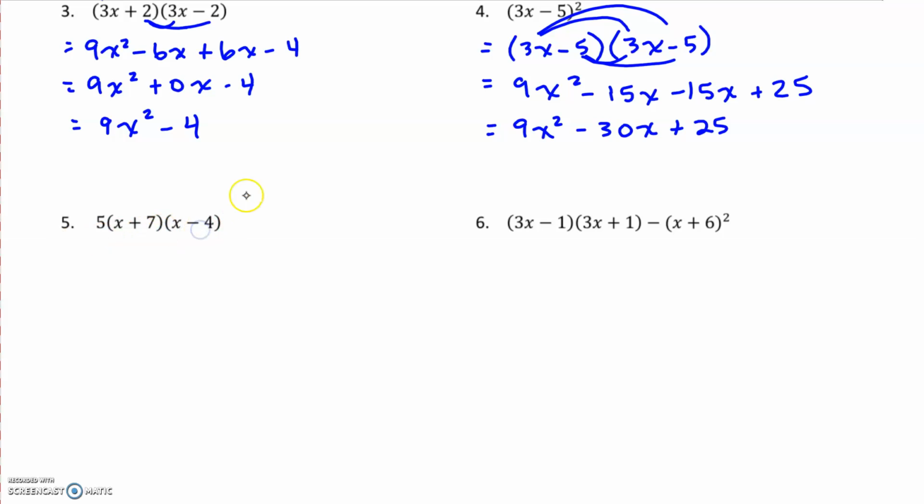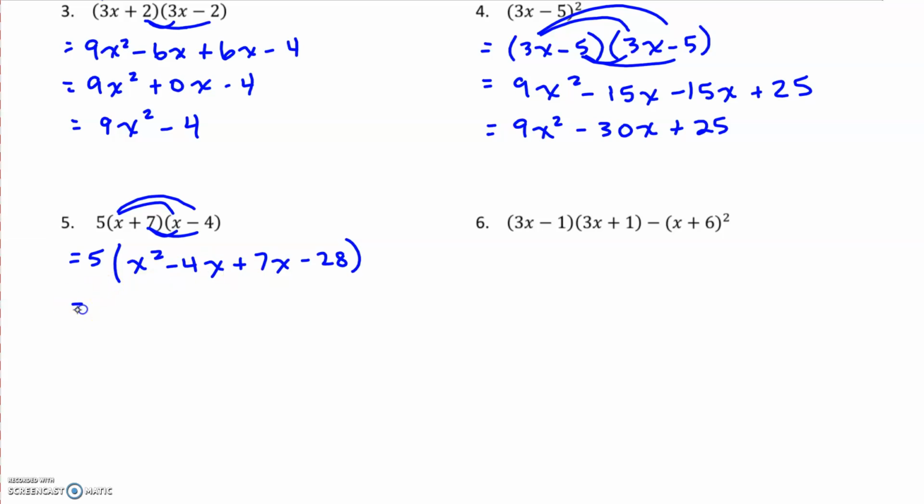So for a question like this, we're going to save the 5 to the very end. And let's go ahead and multiply our binomial. So we have x times x is x squared. X times negative 4 is a negative 4x. 7 times x is 7x. And 7 times negative 4 is a negative 28.